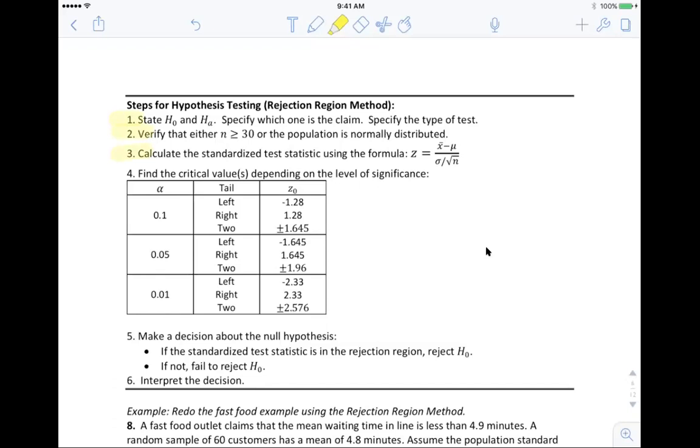So this is a good table to use if it's one of these main common levels of significance that always seem to pop up: 10%, 5%, 1%. Occasionally you'll run into a problem where it's like 3%, in which case you'll have to use StatCrunch for that. And I'll show you that right now. Or just in general, where are these critical values coming from?